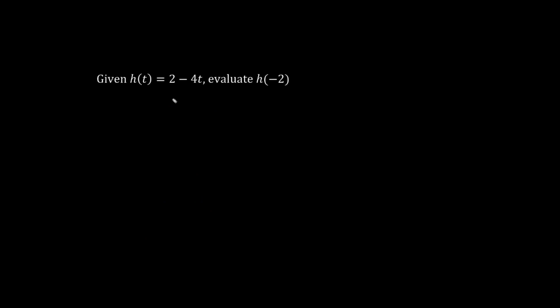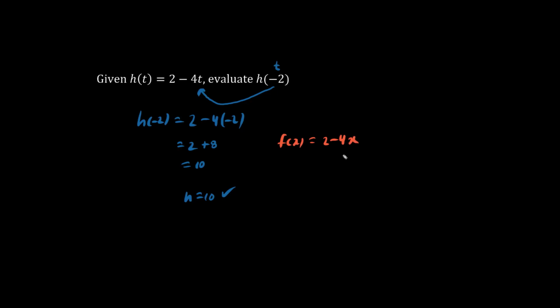Given h of t equals 2 minus 4t, evaluate h of negative 2. What we do here is we substitute the t value of negative 2 into here. So h of negative 2 equals 2 minus 4 times negative 2. A negative times a negative is positive, and 4 times 2 is 8. So h equals 10.